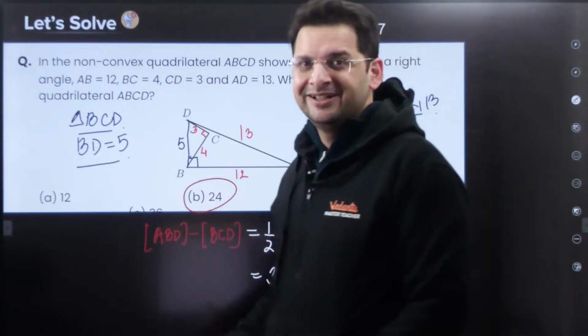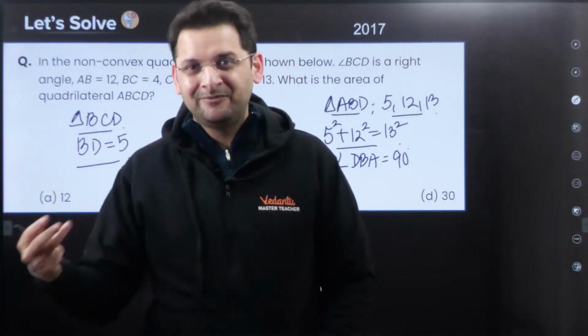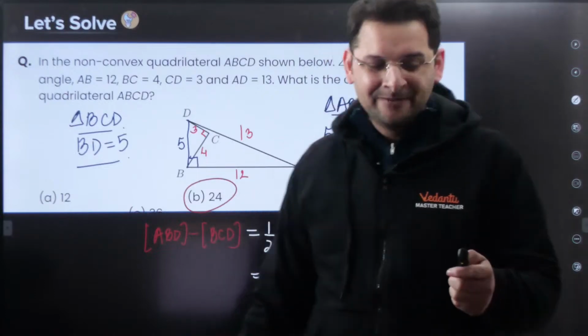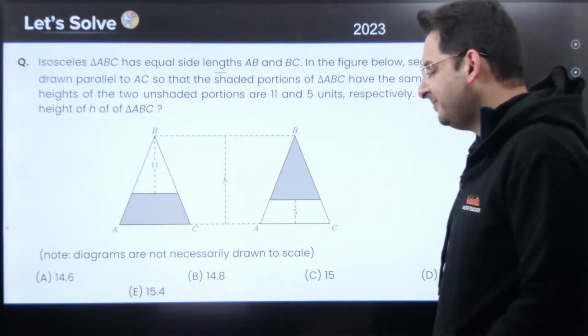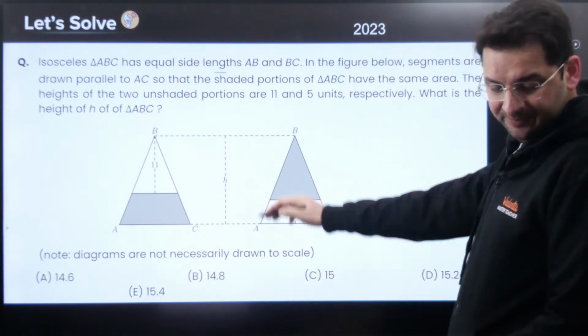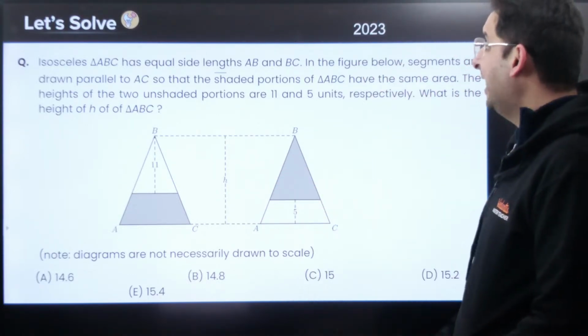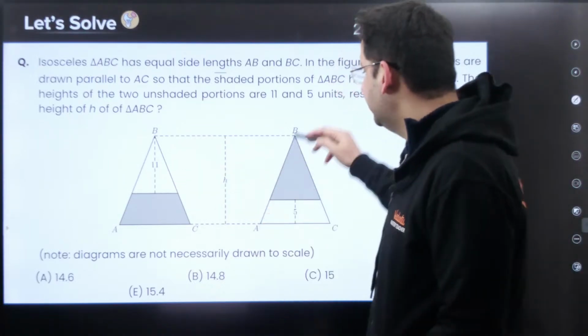Yes. So we started with a very simple problem, very imaginative problem, and of course a lot of you were able to solve this. बहुत बढ़िया. चलो जी, let us do this. Now isosceles triangle ABC has equal sides AB and BC. So these are the two equal sides.